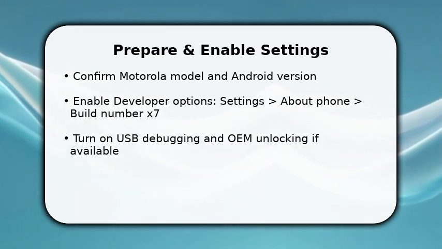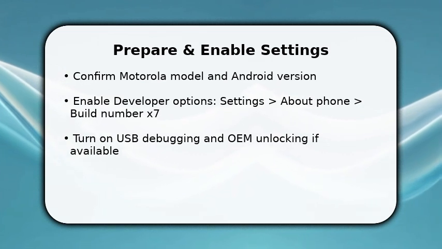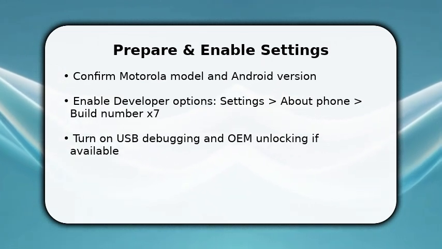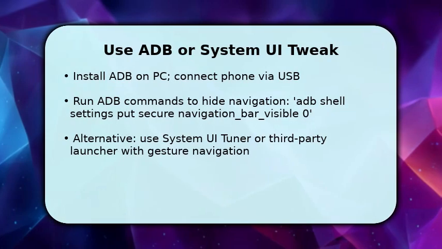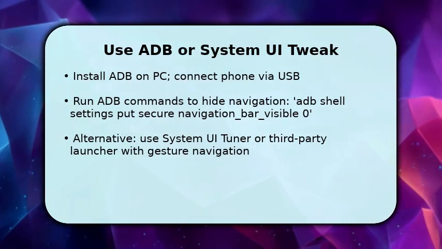Keep battery above 50% and back up any important data before proceeding to avoid accidental loss. Now you implement the change using ADB or a system tweak.